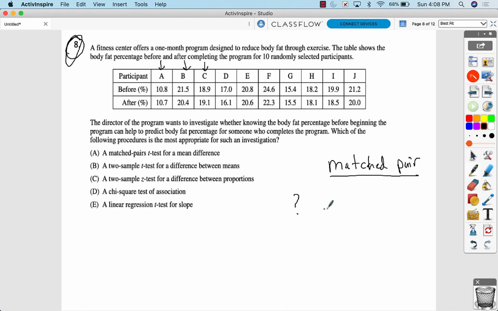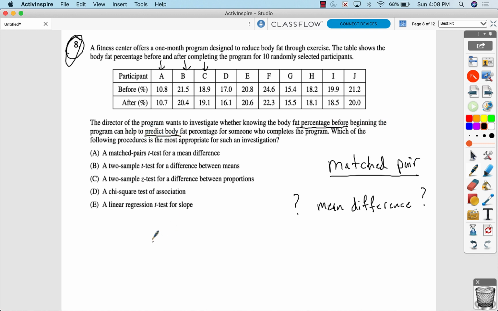But what are we trying to achieve here? Are we trying to do something for the mean difference? We're trying to test a mean difference to say something like, oh, the after is going to decrease your body fat. Okay, is that what we're doing? Or are they trying to predict? Here you go. Knowing the body fat before helps what?